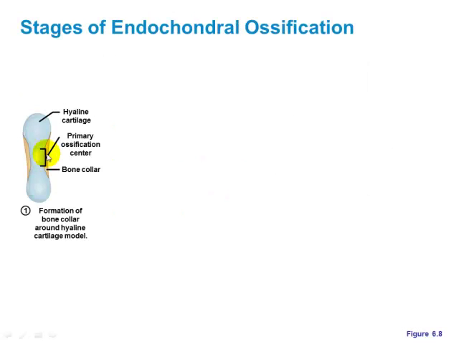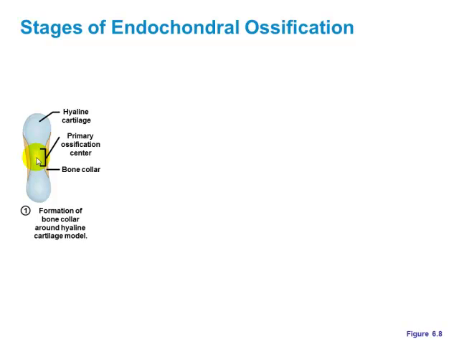The first step that's going to occur is there will be ossification around the edges, and that's called a bone collar. Once that ossification has occurred, we will see the center part here, we see a primary ossification center. So here we're going to have a similar thing happen where we're going to have osteoblasts forming. Those osteoblasts are going to create osteoid. That osteoid is going to start laying down bone matrix.